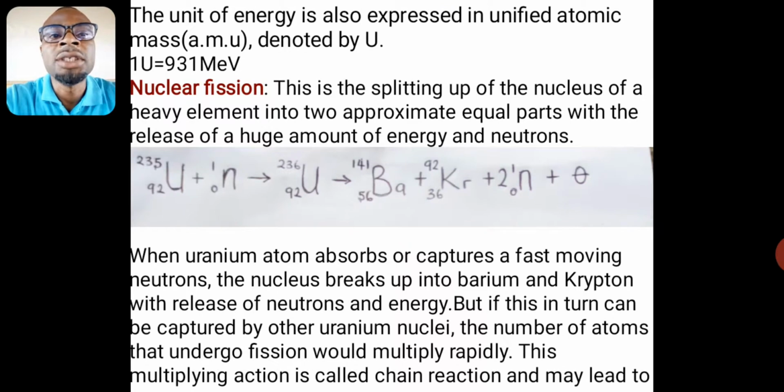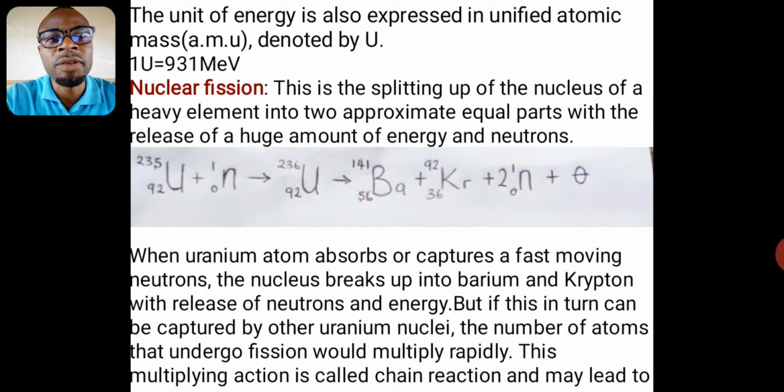The unit of energy is also expressed in unified atomic mass, AMU, which is denoted by the capital letter U. And 1 unified atomic mass is equal to 931 mega electron volts. From there you can convert to what? Joules. Let's look at what nuclear fission is. You must have done this in chemistry, but we'll take that again.